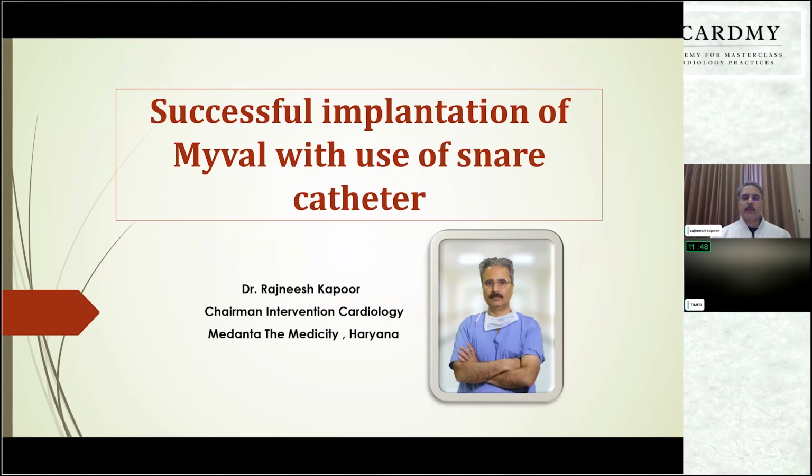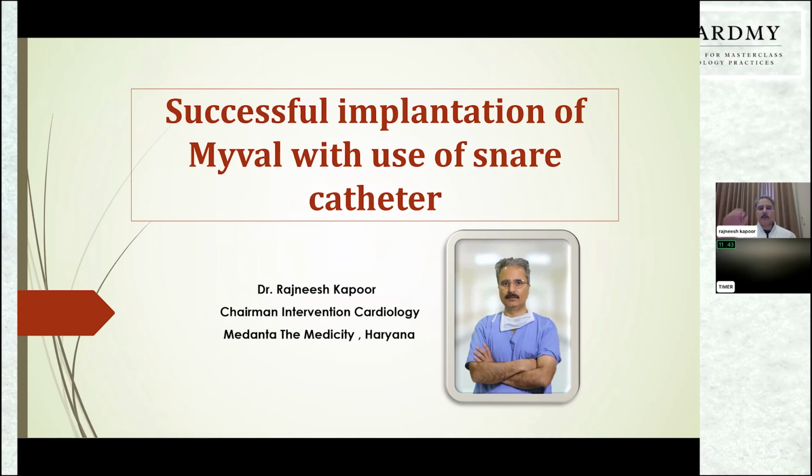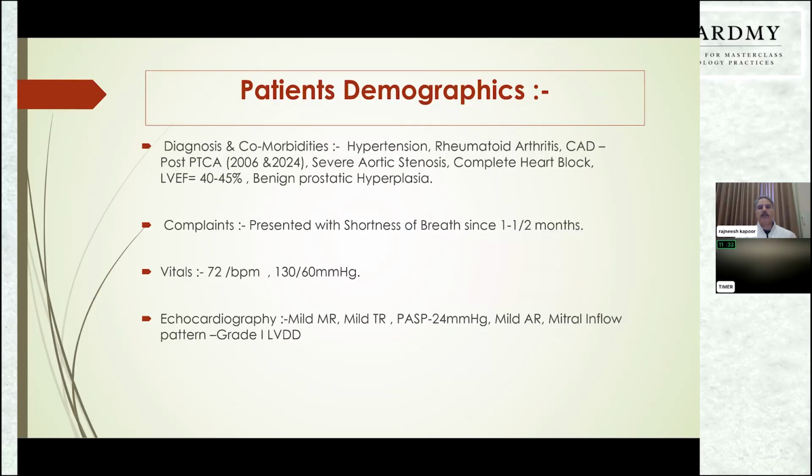It was a complex case, but this case also tells how good planning can lead to a very successful outcome with these cases. So this is a TAVR with a complex anatomy. Look at this, these are the patient demographics. The patient obviously has a critical aortic stenosis, but there is a history of coronary heart disease in the past, hypertensive, rheumatoid arthritis, complete heart block, and then EF is 40 to 45%, and now the patient is severely symptomatic.